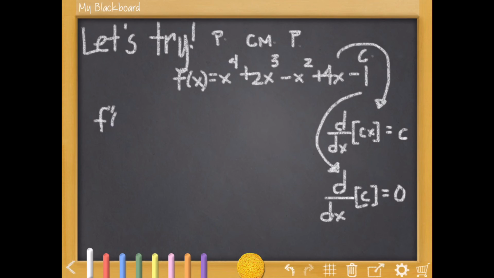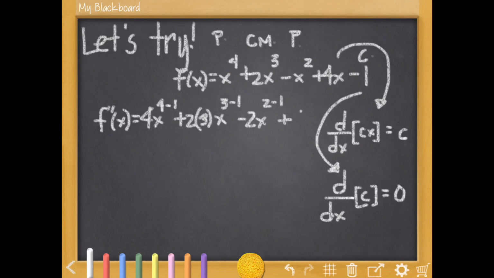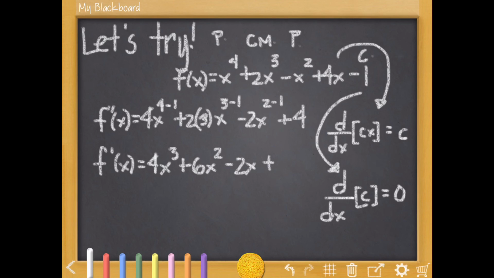Now let's apply the rules. So f prime of x is equal to the exponent 4 times the variable, it becomes 4x, the exponent 4 subtracted by 1, plus 2 times the exponent 3, x, 3 minus 1, minus 2x raised to 2 minus 1, plus 4. And then f prime of x will become 4x cubed plus 6x squared minus 2x plus 4.